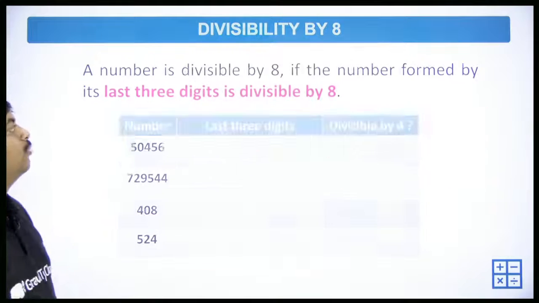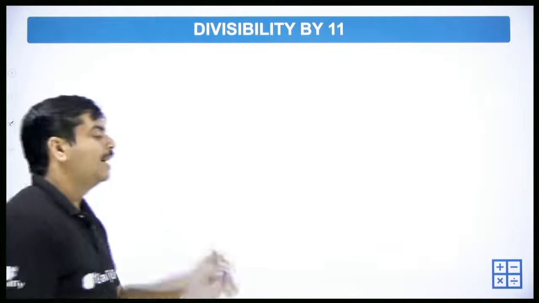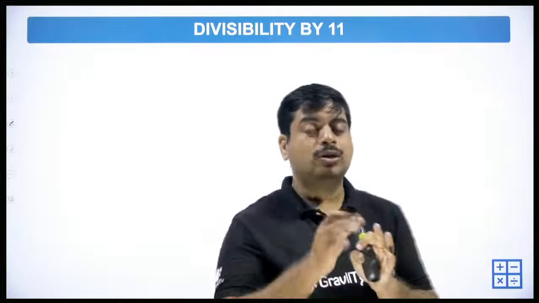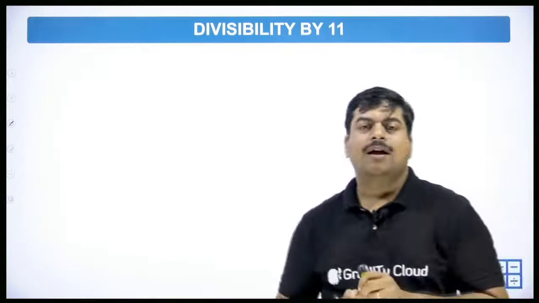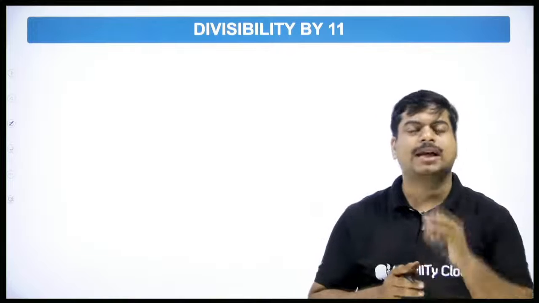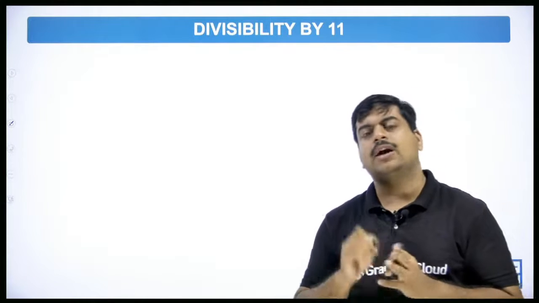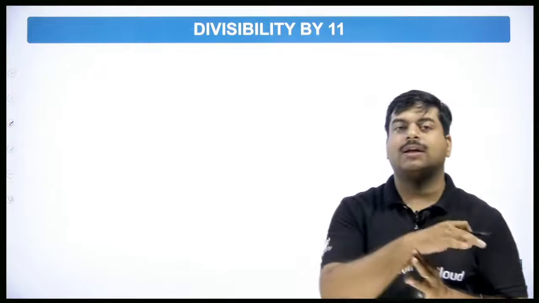Right? Let's move ahead to divisibility by 11, which is the most important thing here, as well as the most confusing thing. For all the numbers we discussed, we kept a small logic: either it is an even number, or the sum is divisible by 3 or 9. If 2 and 3, 6 will come.